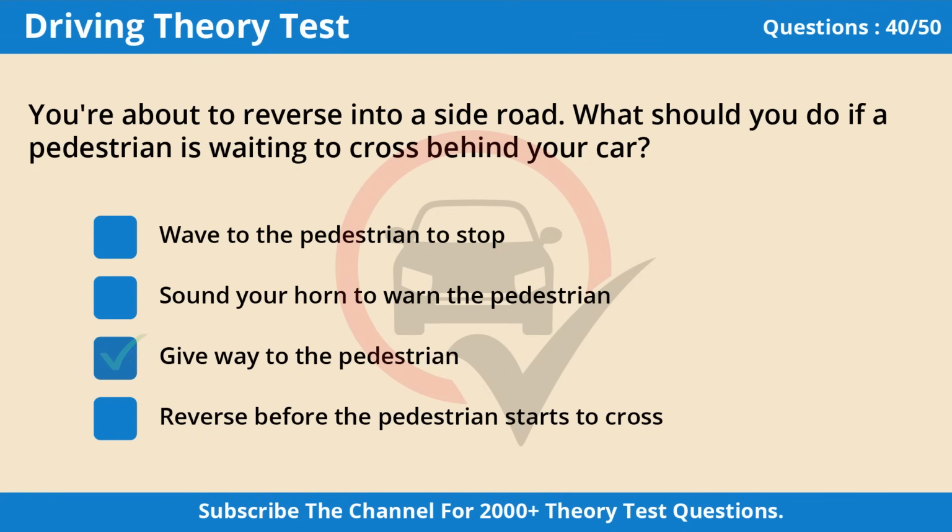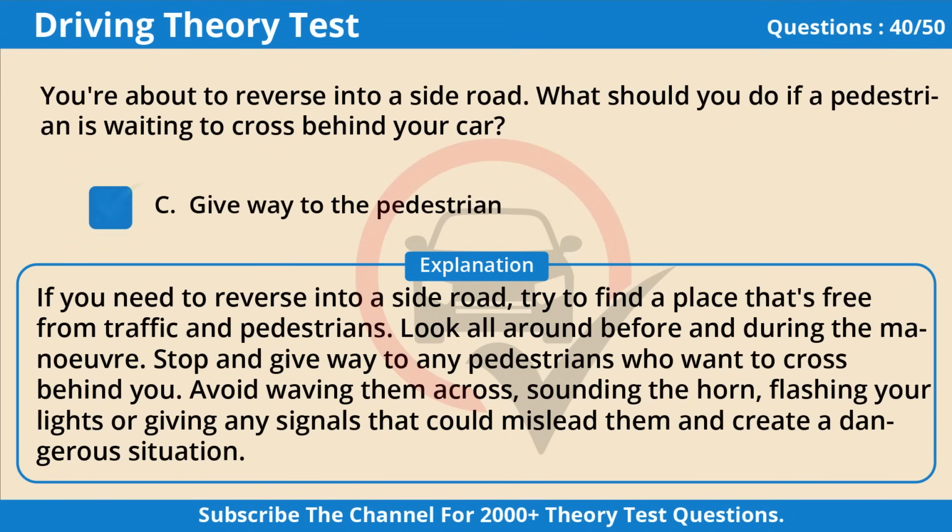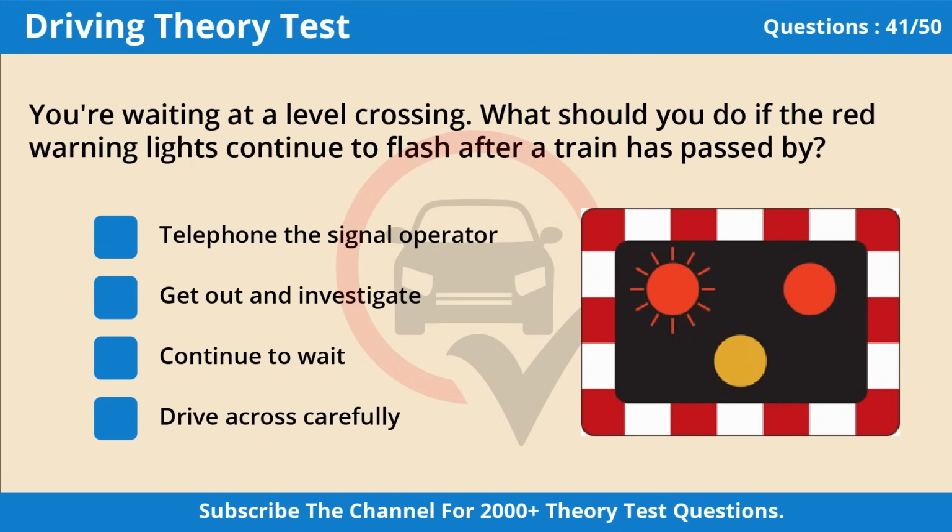C. Give way to the pedestrian. If you need to reverse into a side road, try to find a place that's free from traffic and pedestrians. Look all around before and during the maneuver. Stop and give way to any pedestrians who want to cross behind you. Avoid waving them across, sounding the horn, flashing your lights or giving any signals that could mislead them and create a dangerous situation.